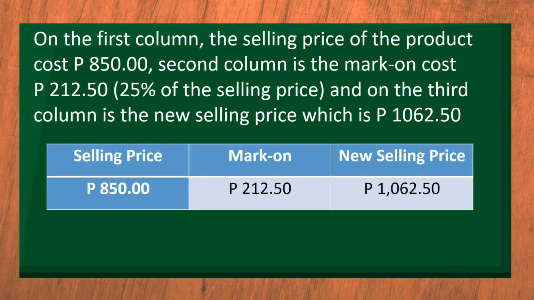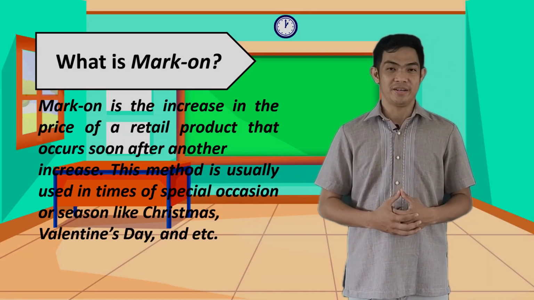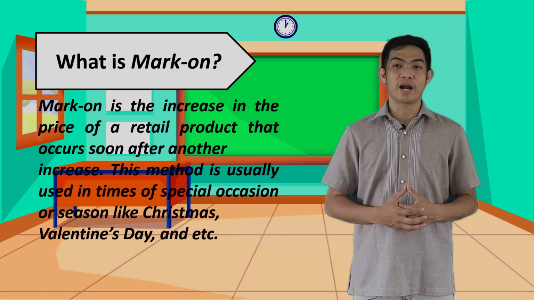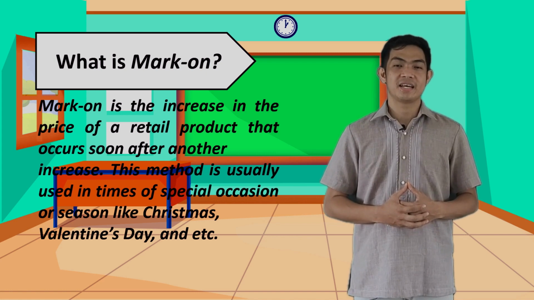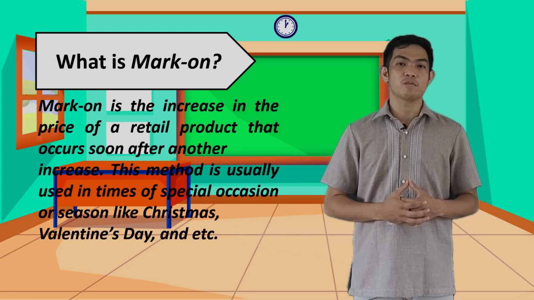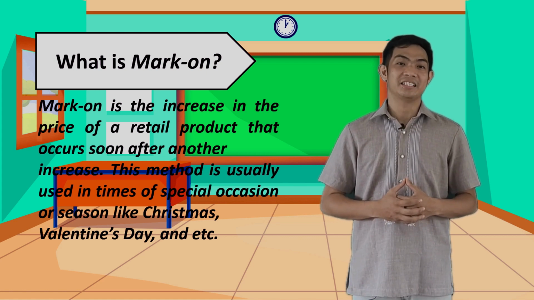On the first column, the selling price of the product costs 850 pesos. Second column is the mark-on cost, 212.50 pesos. And on the third column is the new selling price, which is 1,062.50 pesos. What is mark-on? Mark-on is the increase in the price of a retail product that occurs soon after another increase. This method is usually used in times of special occasion or season like Christmas, Valentine's Day, etc.